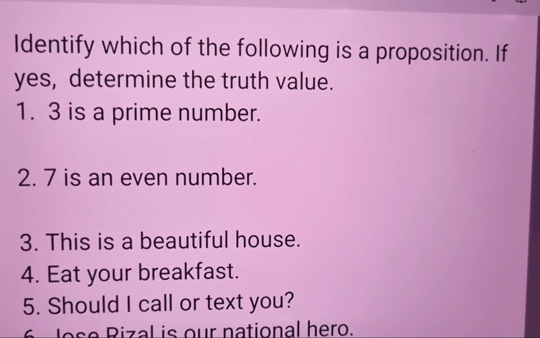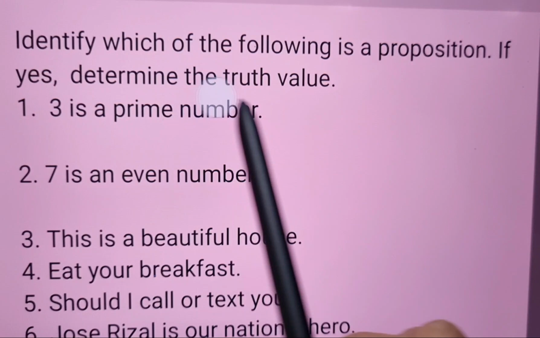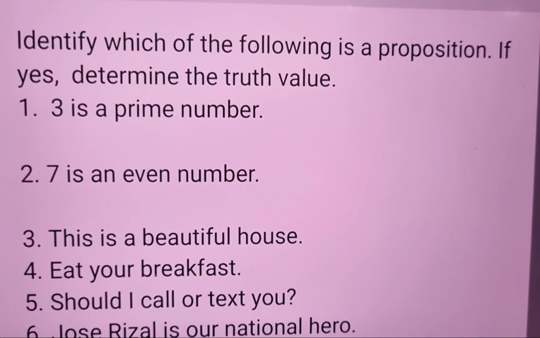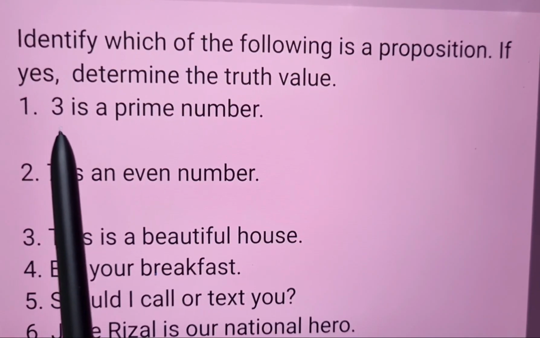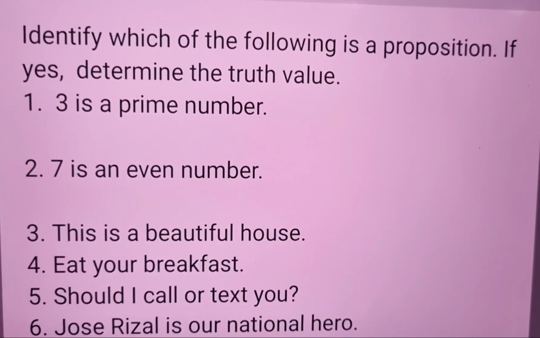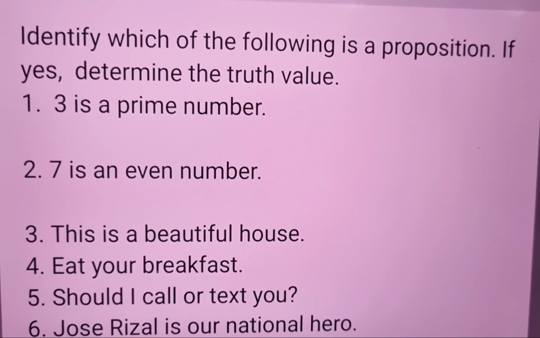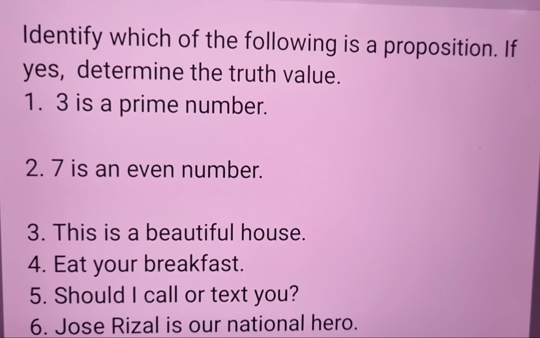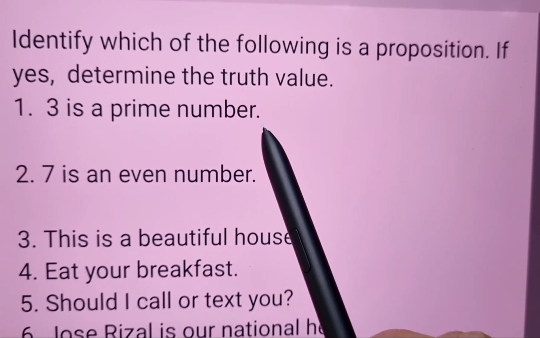Okay, now here, what we are going to do is to identify which of the following is a proposition. If yes, determine the truth value. Number 1, 3 is a prime number. First, you need to think, is this statement a declarative statement? Ano ba ibig sabihin ng declarative? A declarative statement ends with a period. And this is a declarative sentence or statement.